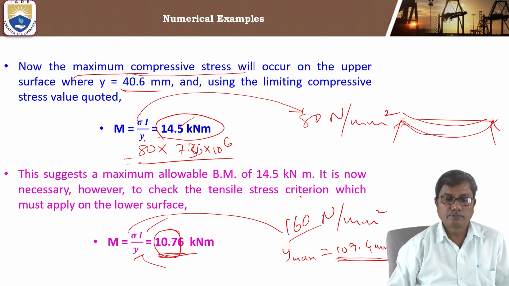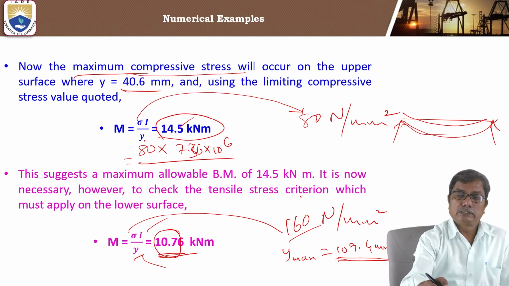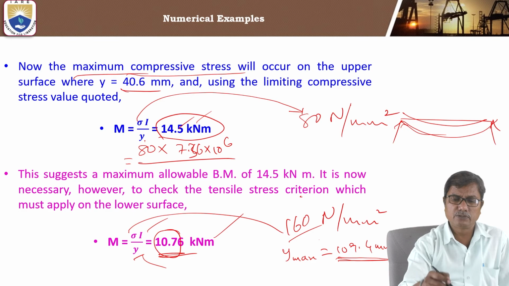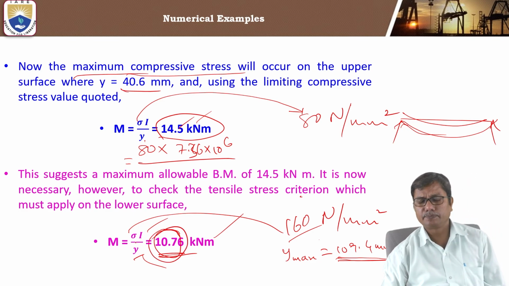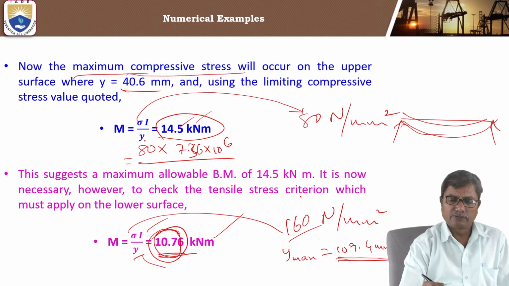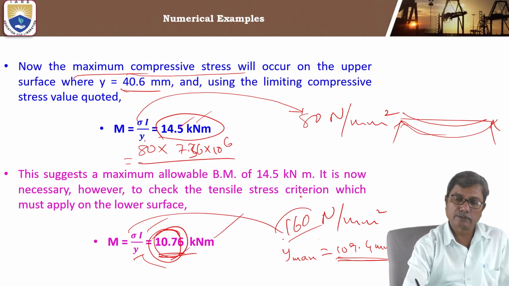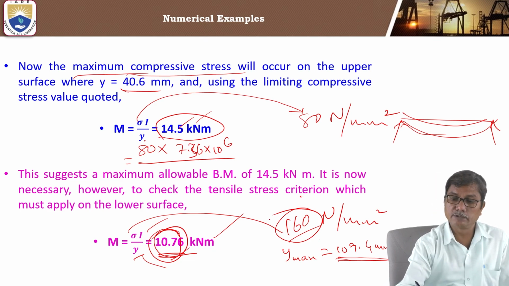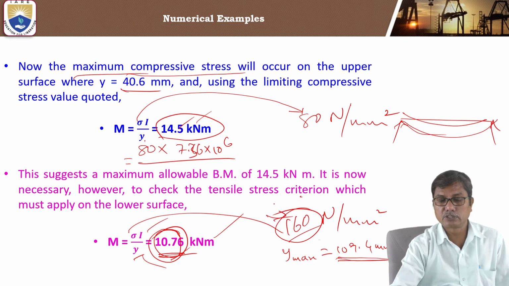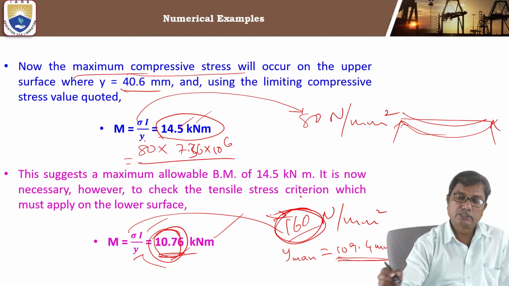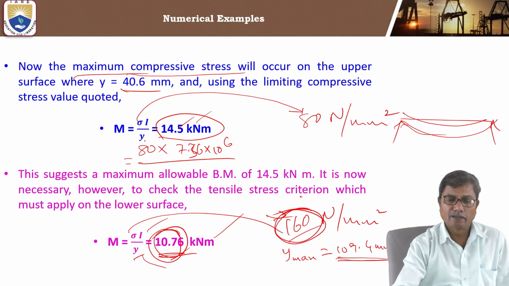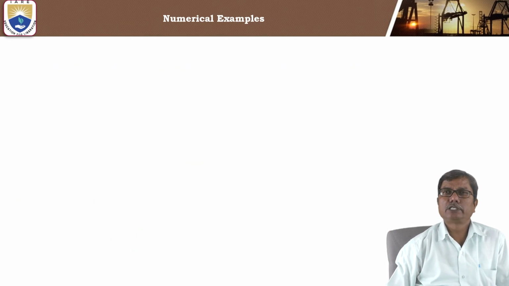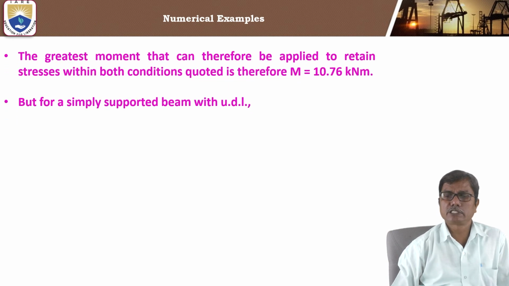Okay. Now, this is 14.5, this is 10.76. So the allowable value is 10.76 only. Because if the bending moment exceeds 10.76, then the maximum stress in the tension zone exceeds the limiting value of 160. So for this to be satisfied, the bending moment should be less than or equal to 10.76. So we will take the maximum bending moment as 10.76 only.